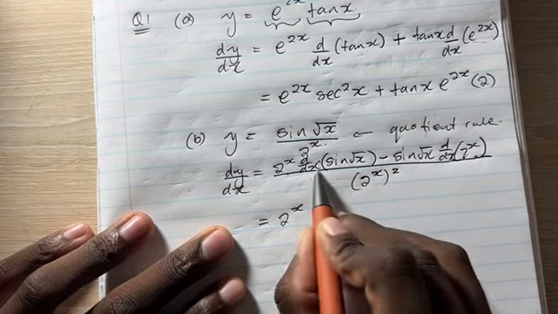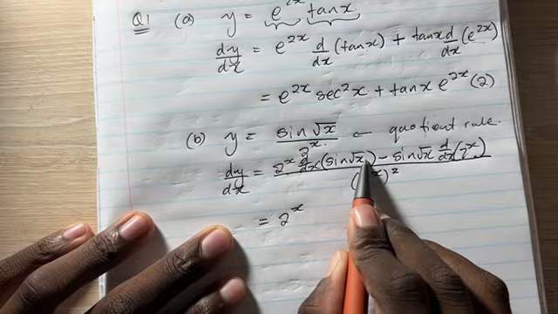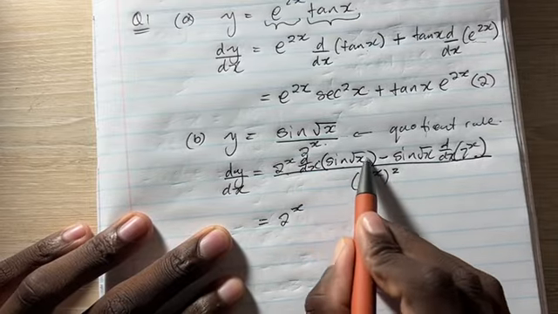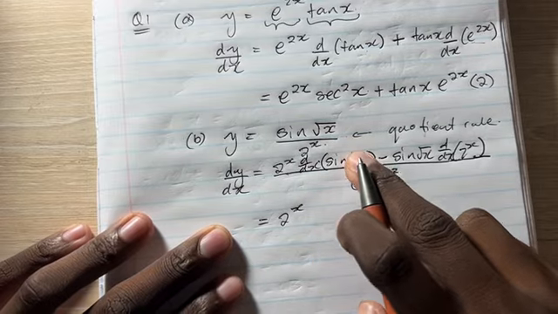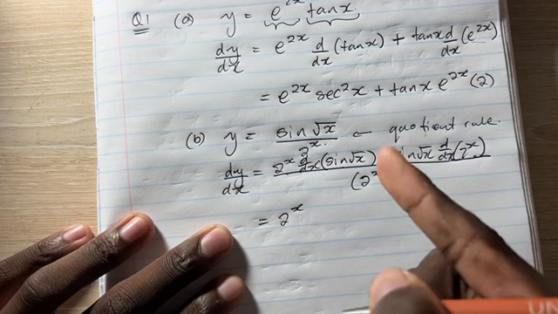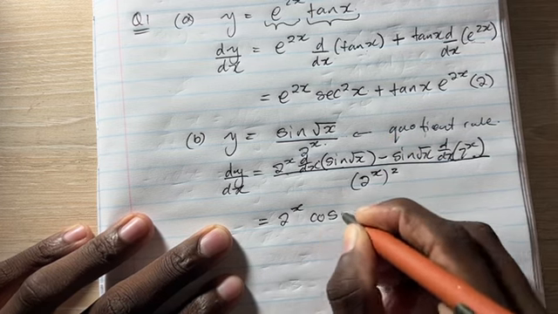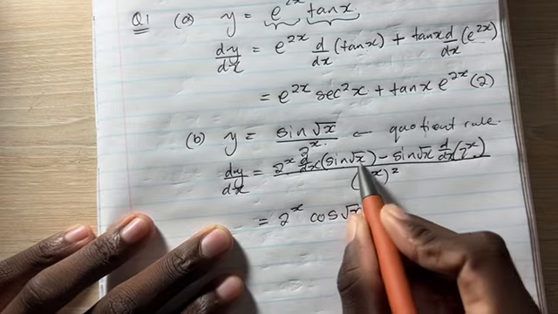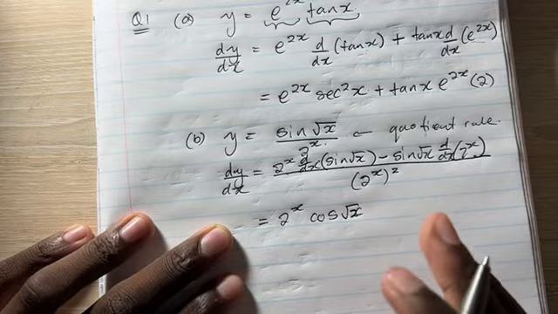Let's differentiate this guy. So the derivative of sine root x, we have two functions once again here. The outside function is sine of something, right? What's the derivative of sine of something? It's cos of that thing. So cos root x. Now we have an inside function, which is square root of x. We need to find the derivative for square root of x.